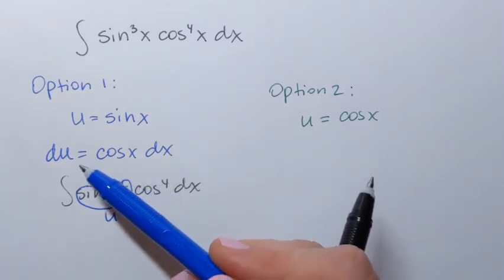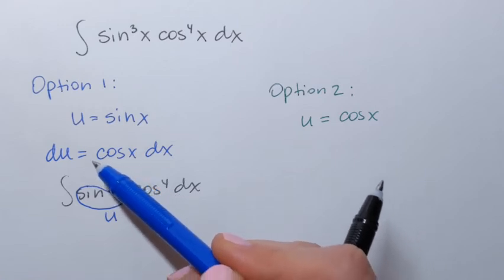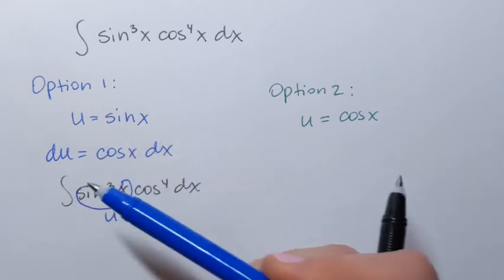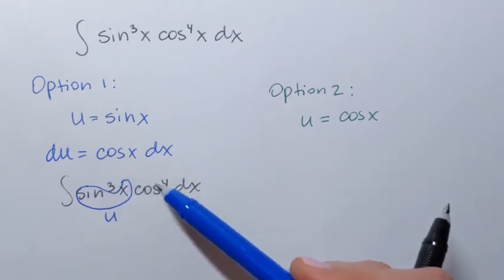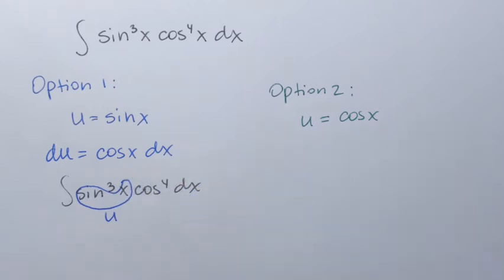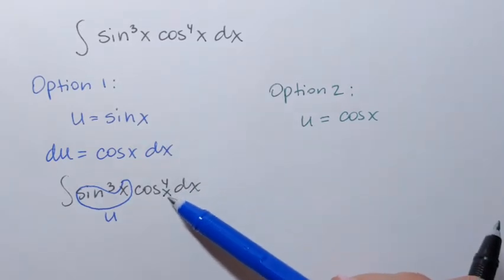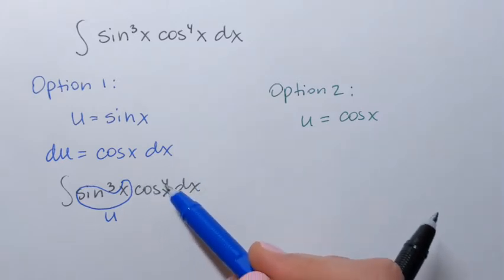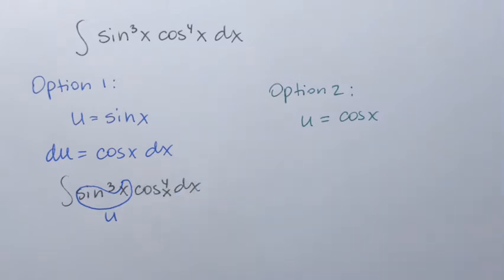Now, how do I introduce differential du? Well, if I can find cosine x dx within my integral, then I will replace that with du. Can I find cosine x dx? I can. Oh, you know what? I forgot to put x here. I surely can, because what I have right now is cosine to the fourth power x dx. But this cosine to the fourth power can be split. I can split it up.